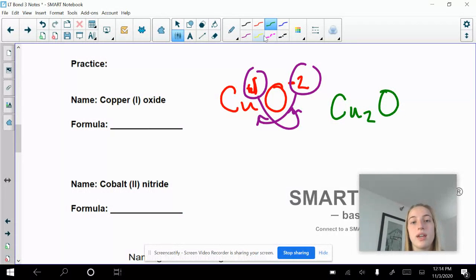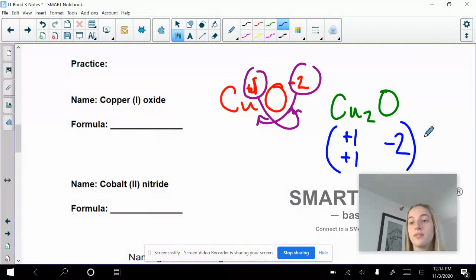So to double check my answers here, copper has a +1 charge, so I have +1 once, and then I have +1 again. I have 2 +1s. My oxygen, I have 1 -2. When I put these together, I get 0. So I did it right. That's my final answer, Cu2O.